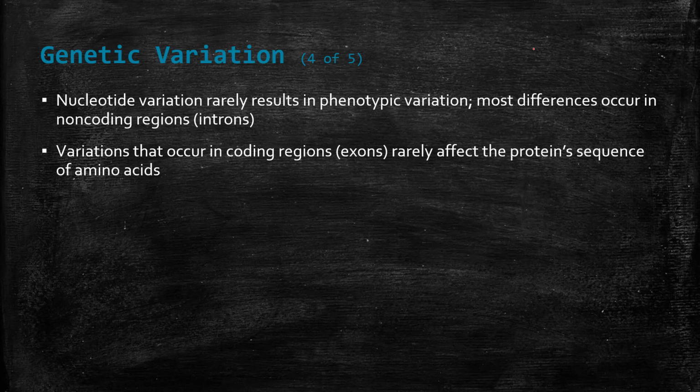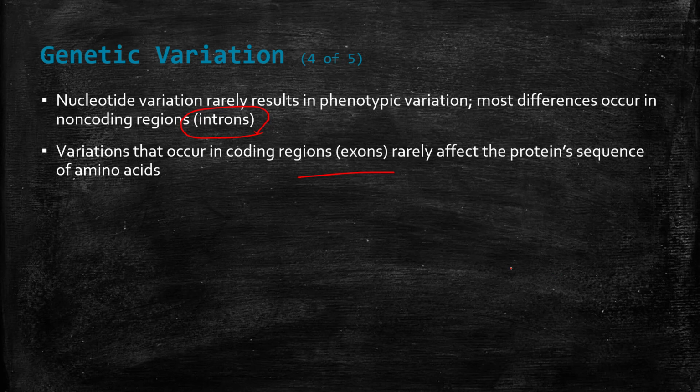Nucleotide variation doesn't always result in phenotypic variation, because when nucleotides vary, it might not affect the organism, because a lot of your DNA is introns. This is a Bio 1 term that if you don't know, you'll have to look up. A lot of your DNA is composed of what we call introns. It's non-coding DNA. So mutations there don't really affect the organism. But variations that occur in exons, they can affect the phenotype, but they don't always.